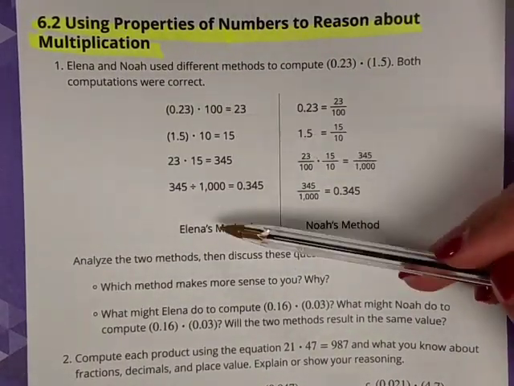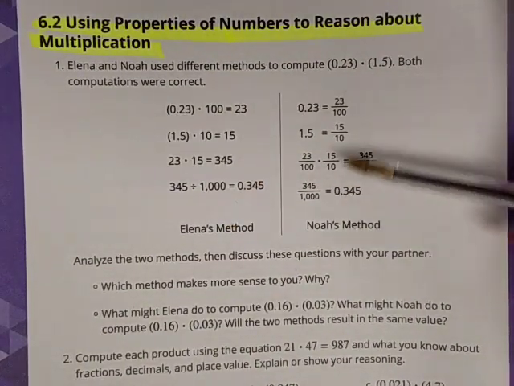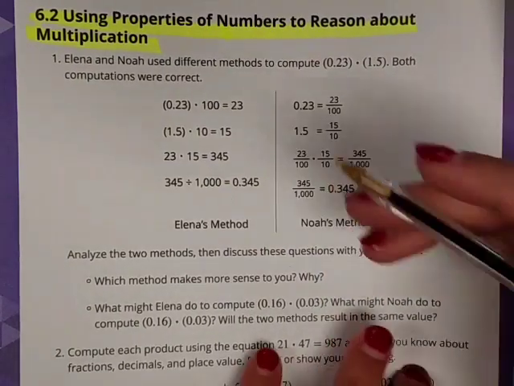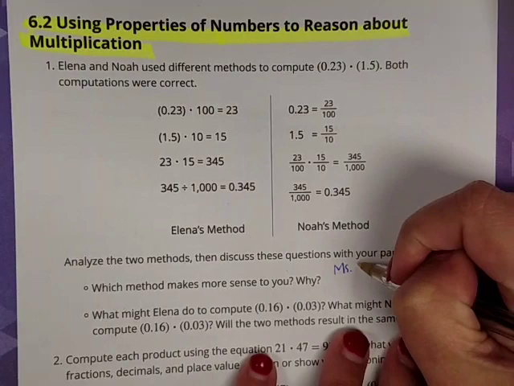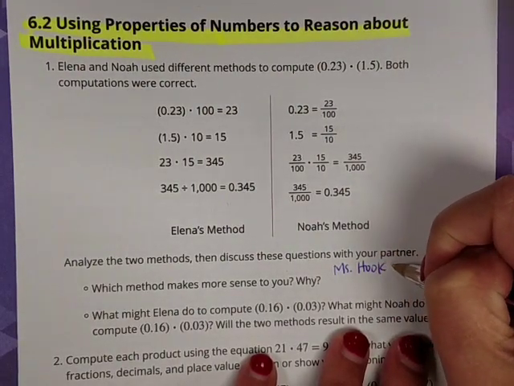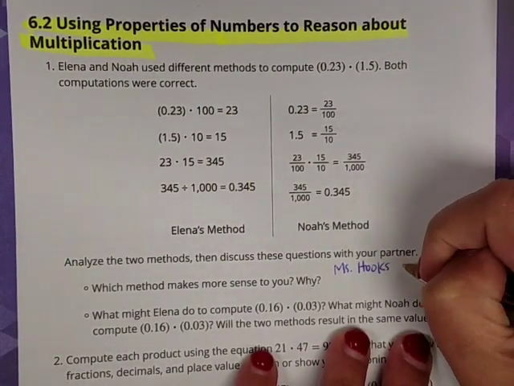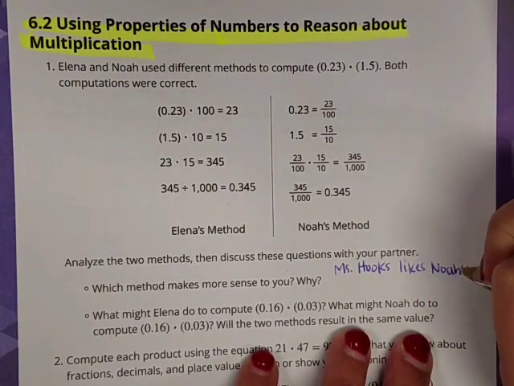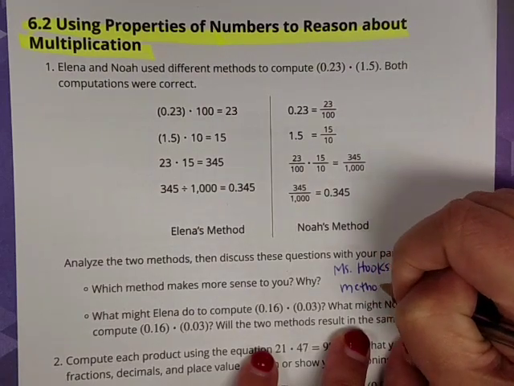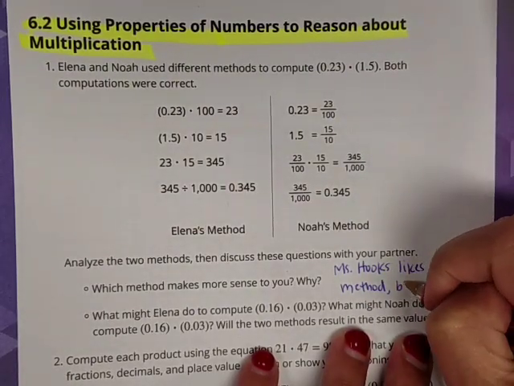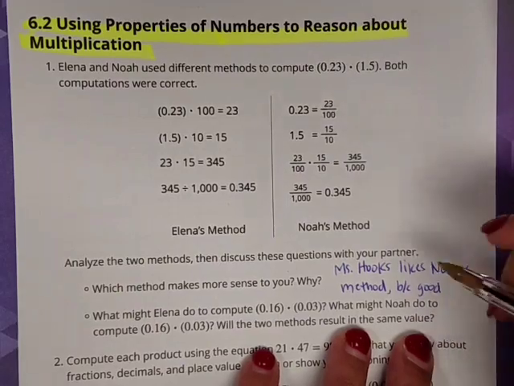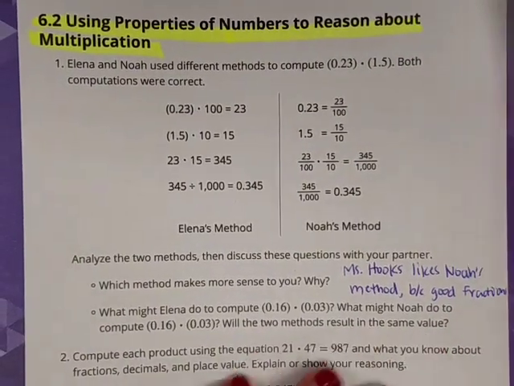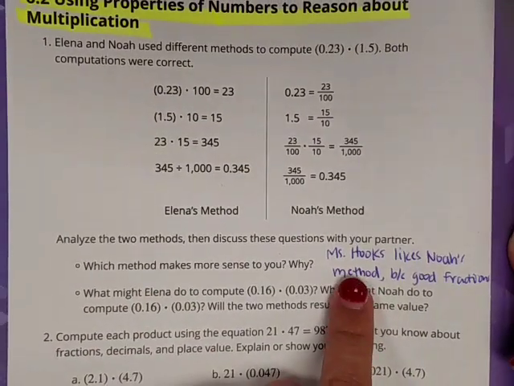If you like Elena's method, you can always use it. If you like Noah's method, you can use it. I personally liked Noah's better. So Ms. Hooks, I'm choosing Noah. I like the fractions. I'm really good with fractions. So Ms. Hooks likes Noah, and the reason why is because I'm good with fractions. Now, you don't have to write that. You can write down your own answer. So you write down what you think.